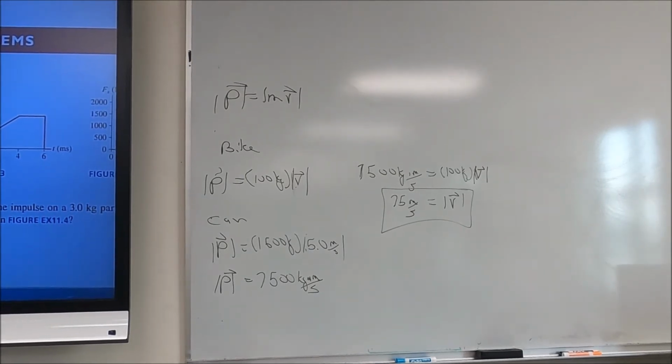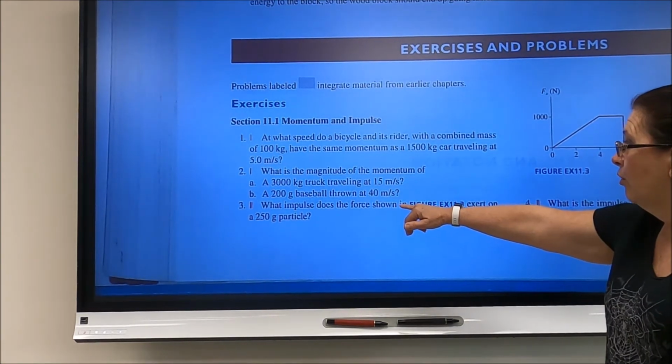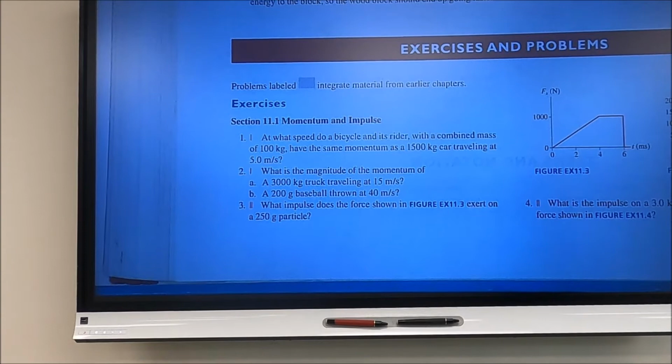Now, if we look at problem 2, I think that one's probably too simple. So let's look at problem 3. It says what impulse does the force shown in figure 11.3 exert on a 250 gram particle. Okay? So if we look at this problem, we're asked about this graph. And remember, the impulse, the change in momentum, equals the area under the graph. So think about the first 4 seconds and then the last 6 seconds. In the first 4 seconds, I've got a triangular shape.